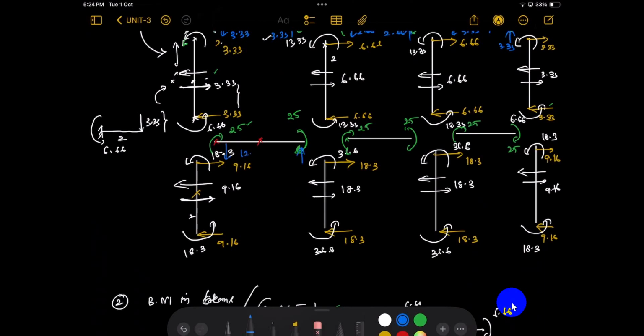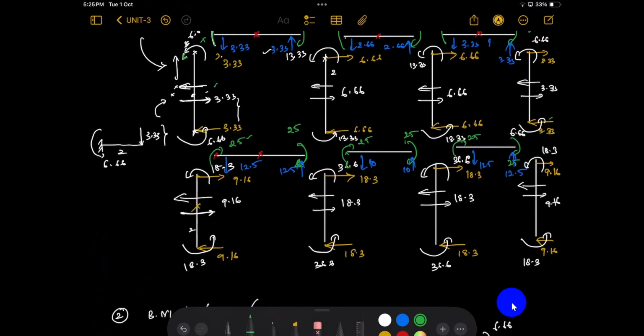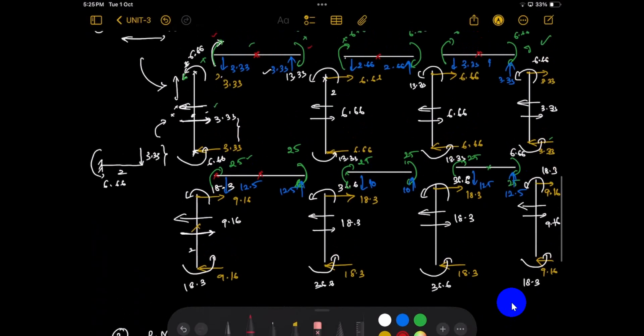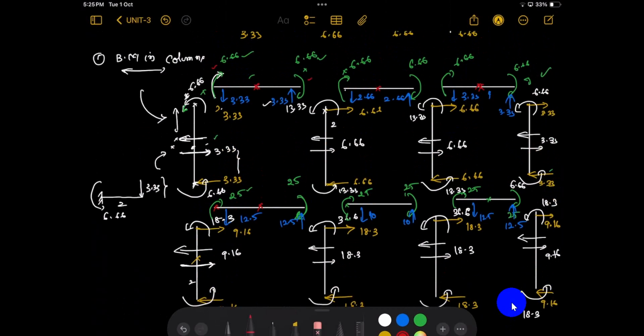Here 12.5. Here 50 divided by 5 is 10, 10. Here again 12.5. That's it. That means if you draw free bodies of the columns, the center has a point of contraflexure. There is no transfer of bending moment, only shear. You can draw it like this, 3.33 here, 3.33 here, but there is no need at all.